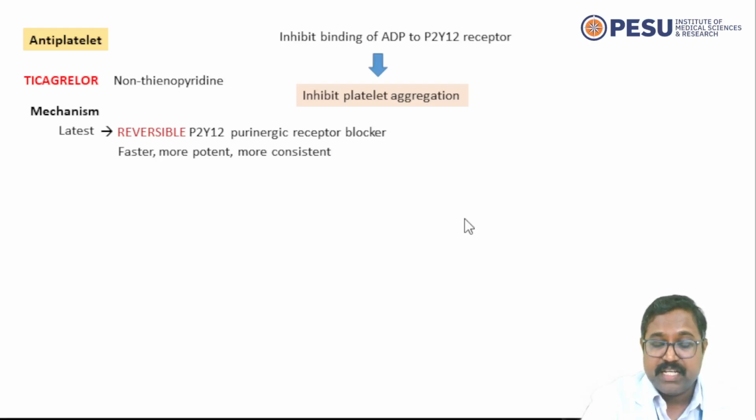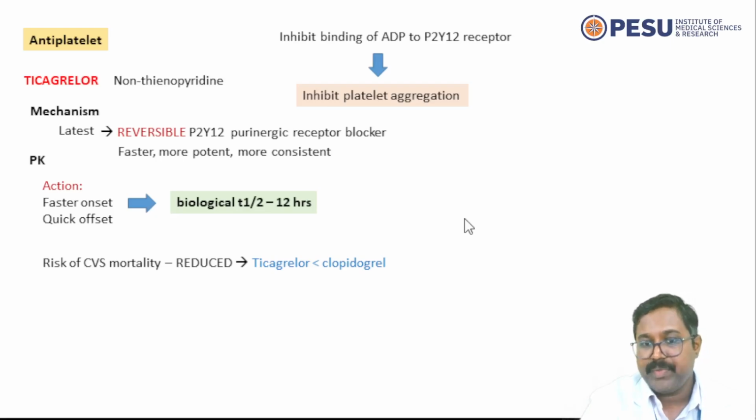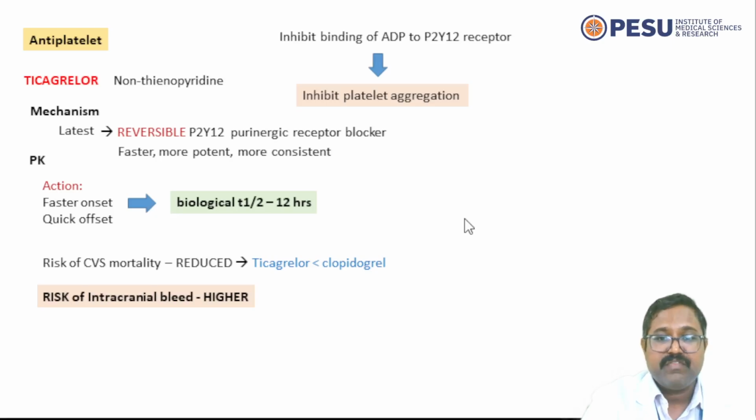So it is faster, more potent, more consistent, and the action is faster in onset with a quick offset of action also. The biological half-life is around 12 hours. The risk of cardiovascular mortality is reduced, and when compared to clopidogrel, ticagrelor's cardiovascular mortality risk is very low. And the risk of intracranial bleed is very high with ticagrelor as well as prasugrel.